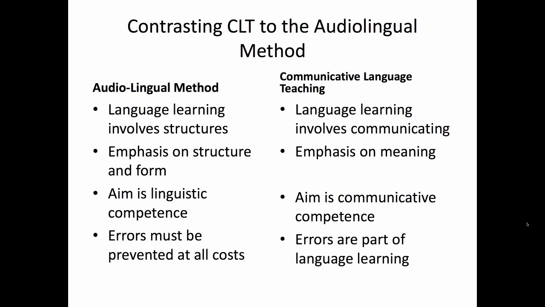Now, in the behavioral model and audiolingual method, errors must be prevented at all costs. And the reason for this is because, according to behaviorist learning theory, if you make a mistake and it's not corrected, then it might become a habit. And that's how you learn, through forming habits. So at all costs, we need to avoid mistakes. On the other hand, as you probably know from your teaching, we encourage students to speak and make mistakes. This is communicative, and errors are part of language learning.